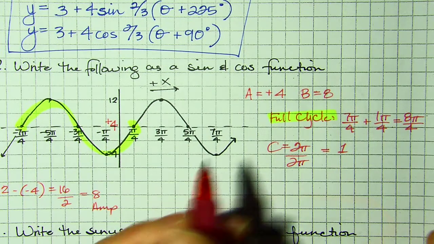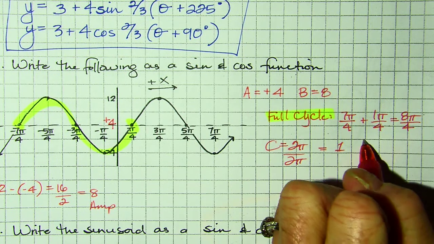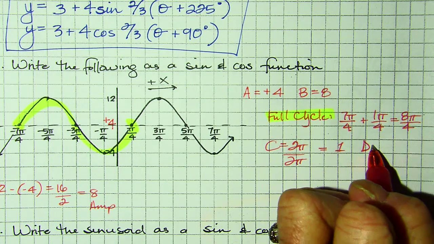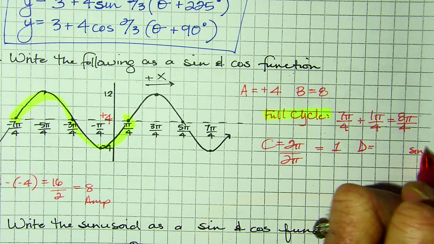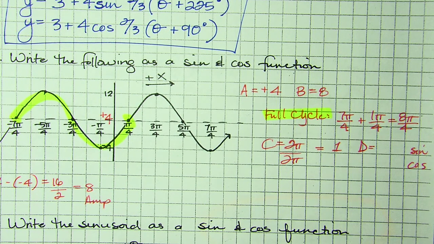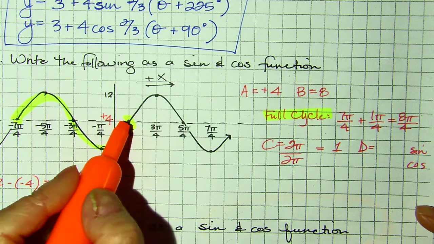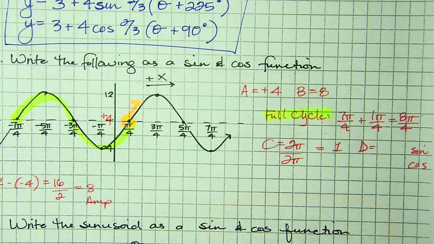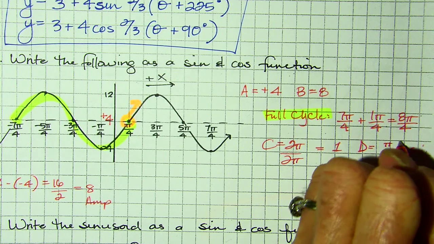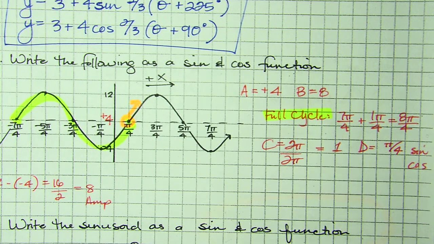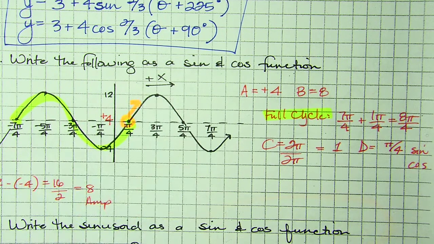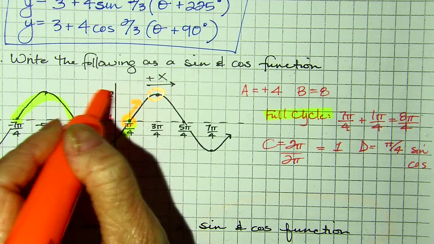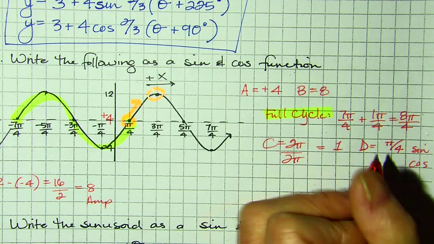So now let's determine D. So for sine and cosine. So for sine, it would be the center line point on our way up. So I would use this. So sine is pi over 4. Cosine would be the nearest peak to the origin. And so that is 3 pi over 4.